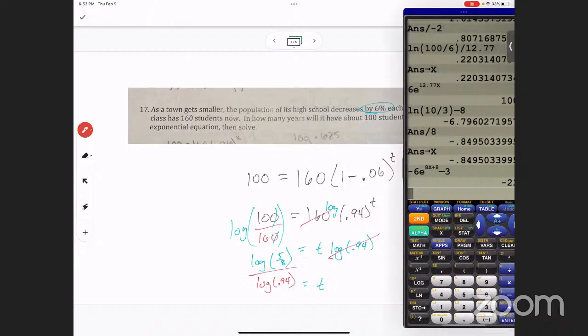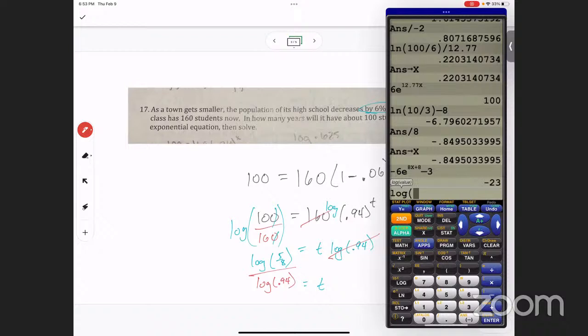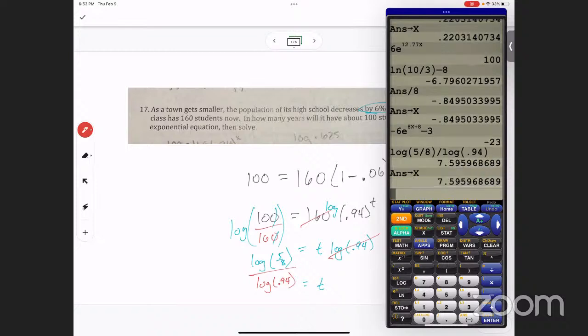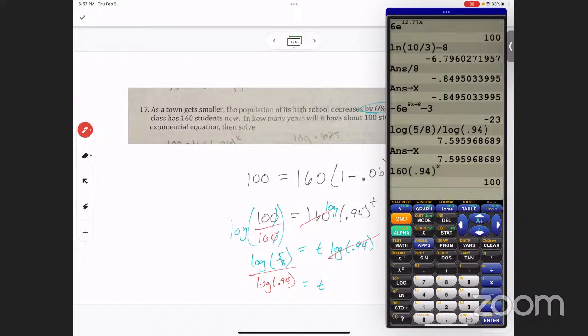And just be careful when you plug that in to make sure you're using parentheses carefully. 5/8 divided by the log of 0.94. And again, always just check your answer by hitting that store button. Store it for x, and then type in your equation, 160 times 0.94 raised to the x, and it should give you 100.